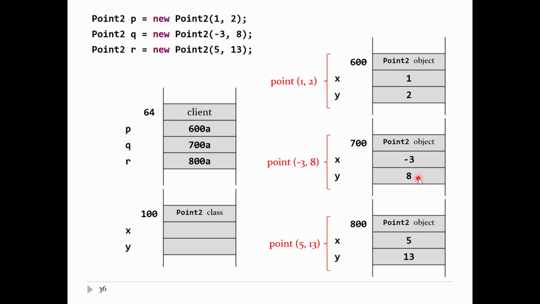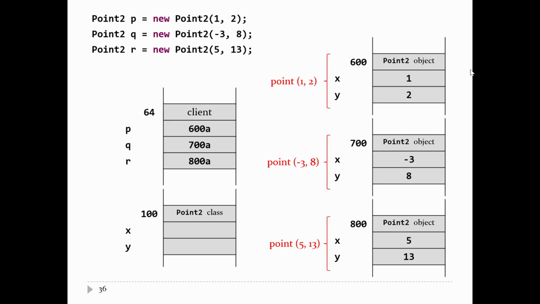So you get a -3 here and an 8 here. It returns the address of the newly initialized point back to the caller. So that 700 goes back to the caller over here, and Q gets the value 700A. And then the same thing happens for the third point there. So call new 3 times, that creates 3 different objects in memory.